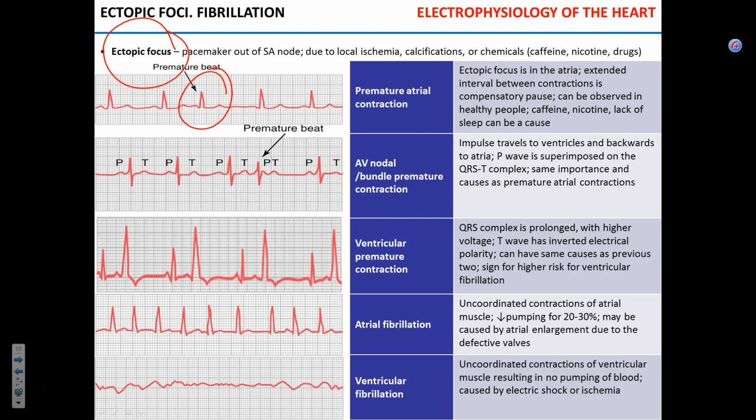When you have a bit of arrhythmicity, it's probably ectopic focus. Does that make sense? So that's premature contraction of the atria. Premature contraction originated in a bundle will also be an ectopic focus. So here you can see that P wave is placed over the QRS complex, basically, because the signal from the bundle can go backwards through the AV node.